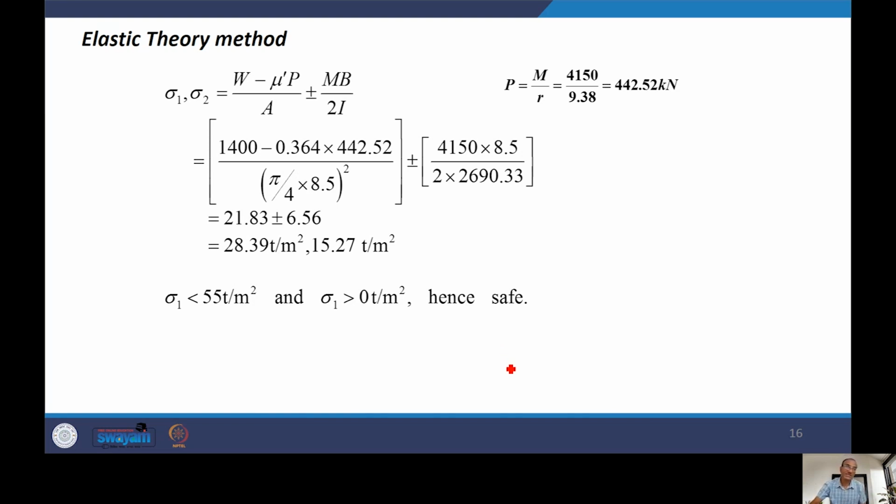The last item, the check of stresses. Two stresses sigma 1 and sigma 2 are given in this relation here: W by A minus mu prime P plus M by Z. So once we put the numbers in here, again you got this 21.83 plus minus 6.56, because there is a plus minus sign coming. So the positive value here will give you 28.39, while the negative value will lead to you 15.27. And both sigma 1 and sigma 2 are checked here. Sigma 1 should not be greater than 55 ton per meter square, and sigma 2 also.